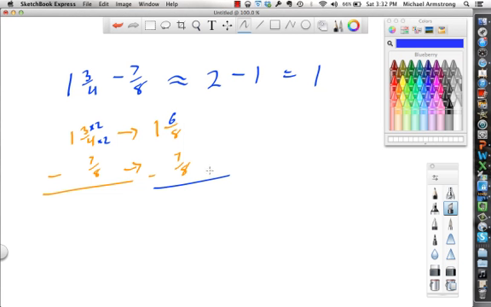6 take away 7 doesn't work, so we have to rename this. And you can do this in your head. What we could do is we can cross this out, and remember that this is 8/8. This time, if you add 8 and 6, you get 14. So it's 14/8.